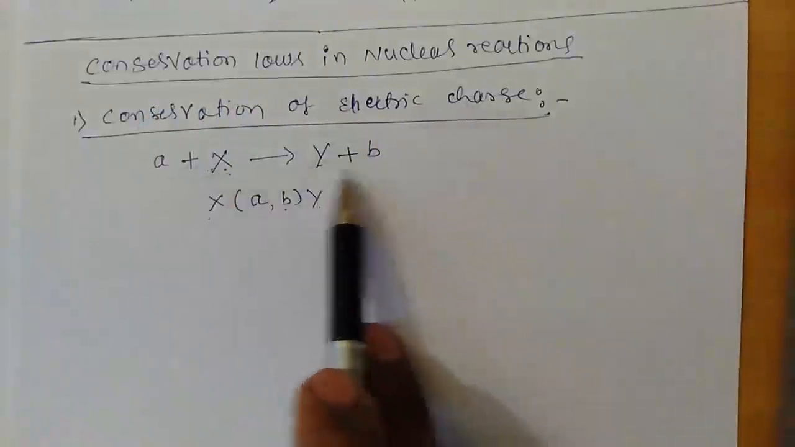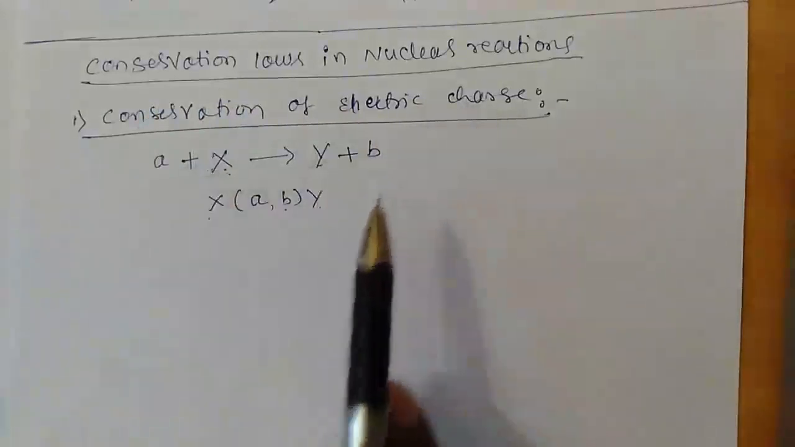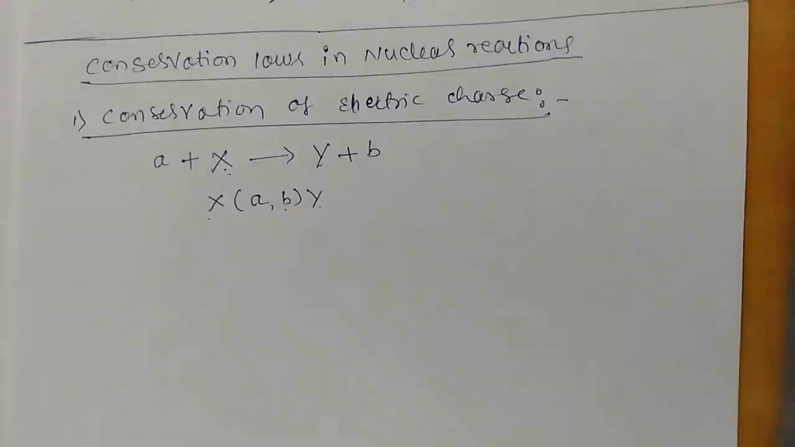Especially in the conservation laws of nuclear reactions, this part is before the reaction and this part is after the reaction. So whatever conservation law we discuss, some physical quantity before the reaction must be equal to the same physical quantity after the reaction. Then we say that the particular physical quantity is conserved in that nuclear reaction. This is a thing we have to keep in mind. First, let us look into the conservation of electric charge. What do we mean by conservation of electric charge?